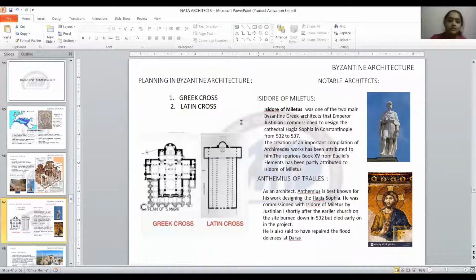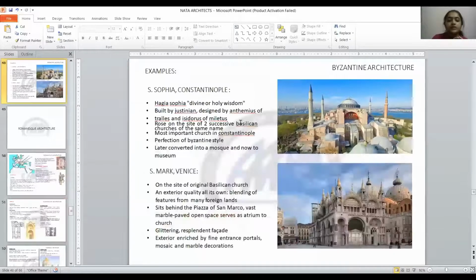The major example of Byzantine architecture is Hagia Sophia, which is in Constantinople, Turkey. It was built during the 6th century, and it is considered the best piece of Byzantine architecture, which remained the largest cathedral for almost 1,000 years. You can see the central dome here, and surrounding it you have four minarets. These are the tower-like things, called minarets.